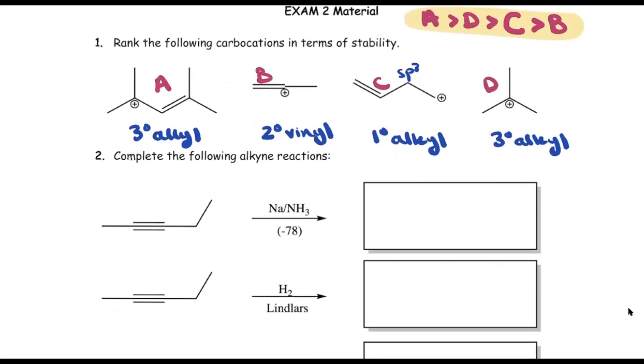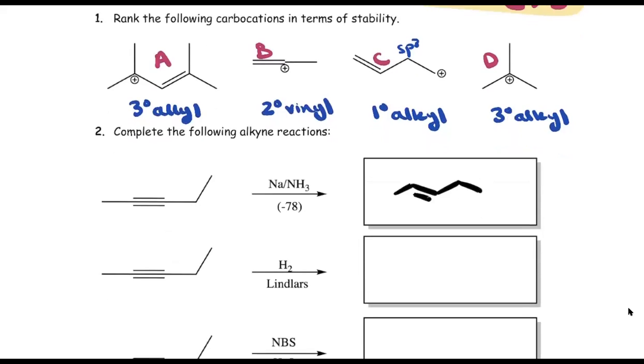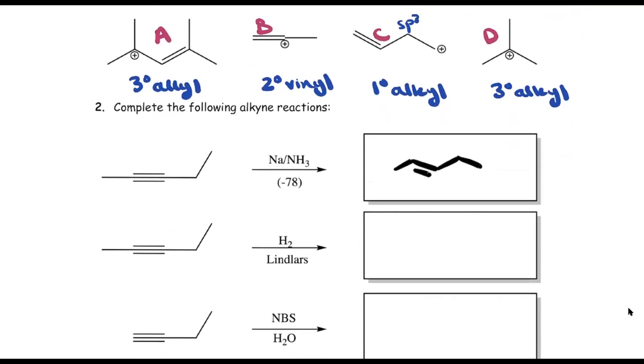Now for the next, we have some alkyne reactions. So this first one over here is Na, NH3 at negative 78 degrees Celsius. That's your dissolving metal reduction. Be sure to be consistent with your number of carbons, 1, 2, 3, 4, 5. Remember that your dissolving metal reduction will reduce into the trans alkene. 1, 2, 3, 4, 5. So like that. So that will be your first one. And then likewise, H2 with Lindlar does the same thing, except you reduce into the cis alkene rather than the trans.